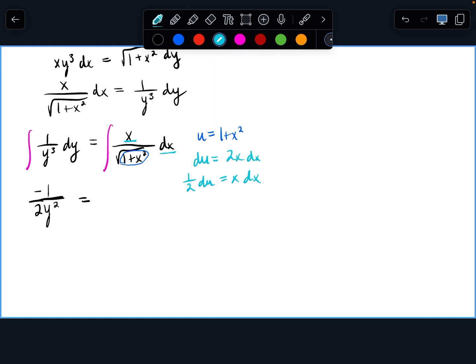So what does this transform into? I didn't even integrate yet, right? I just have 1/2 integral, and then what would this be? 1 over square root of u du.